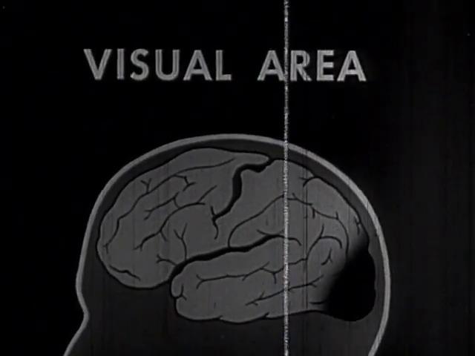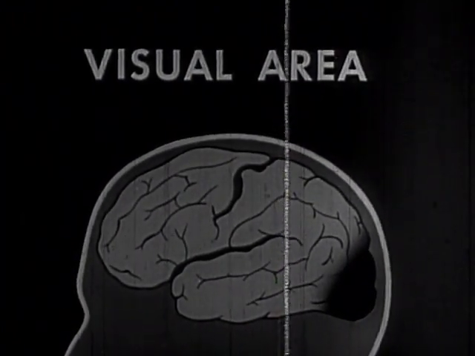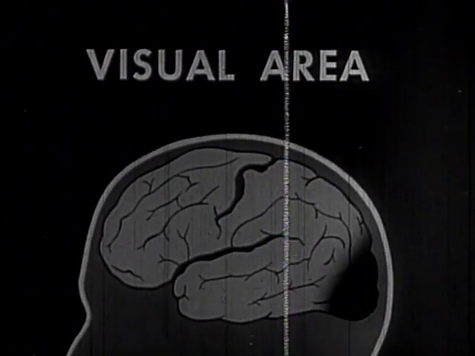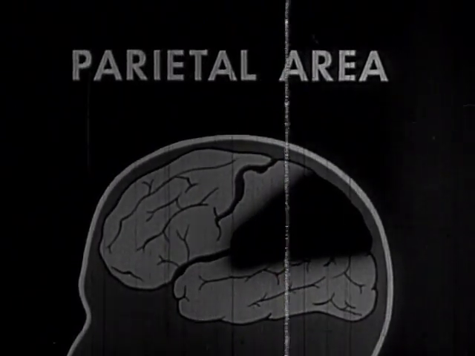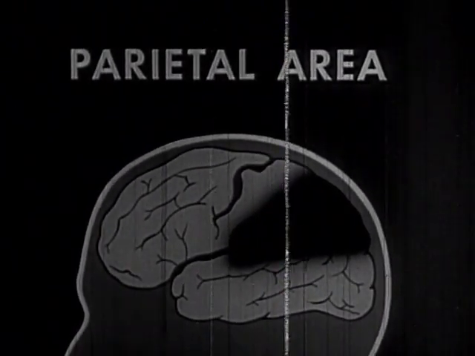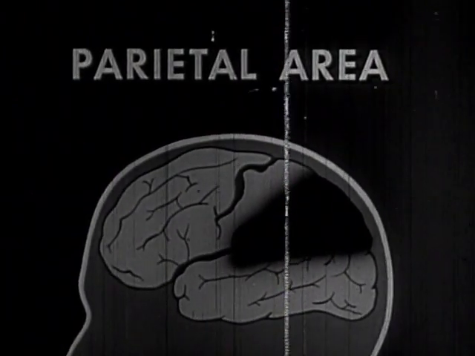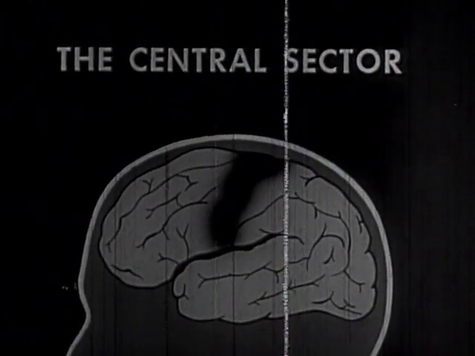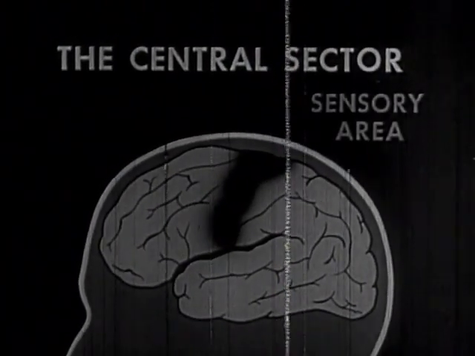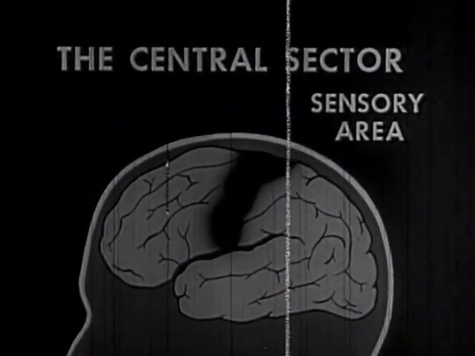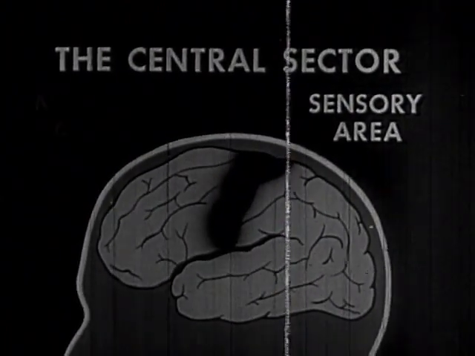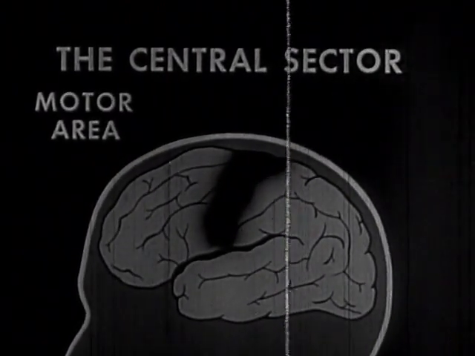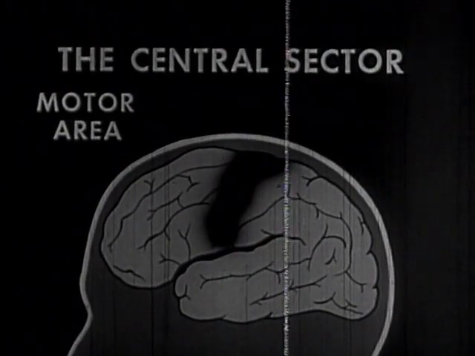Called because this area is connected with the eye. Just in front of this is a parietal area, connected with many different parts of the body. Still further forward is the central sector, which contains a sensory area for our sense of touch, and a motor area which controls body movement.